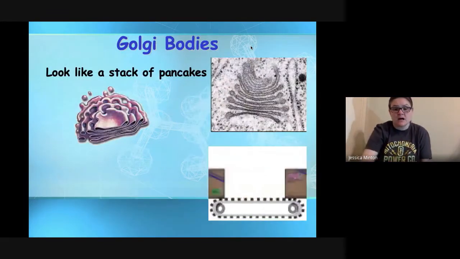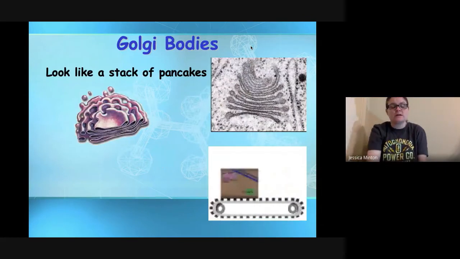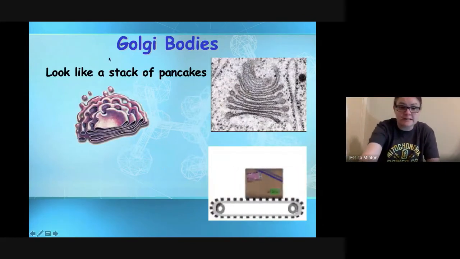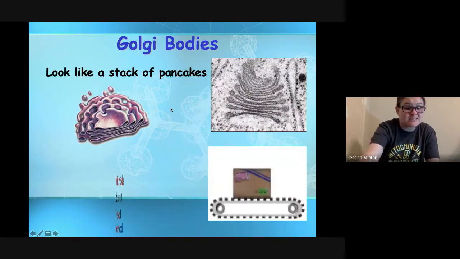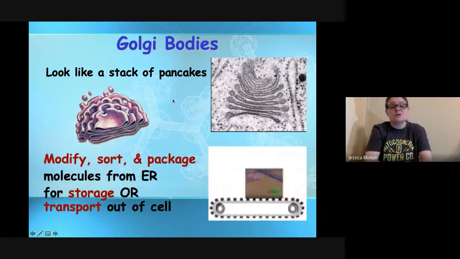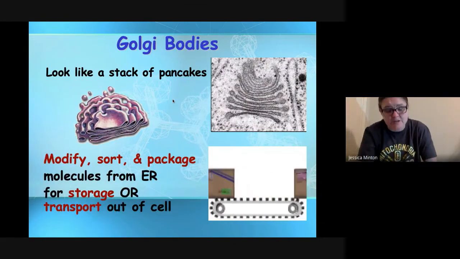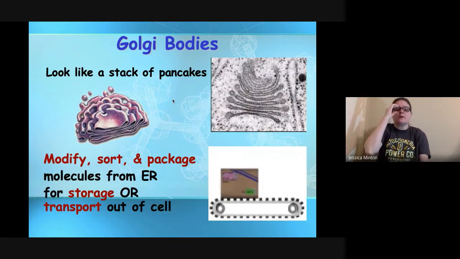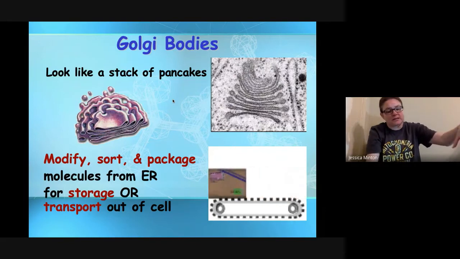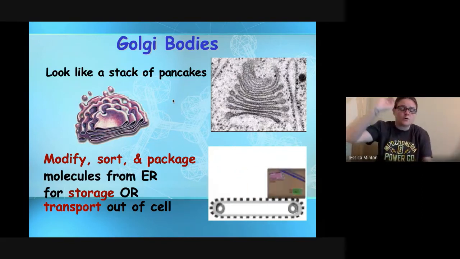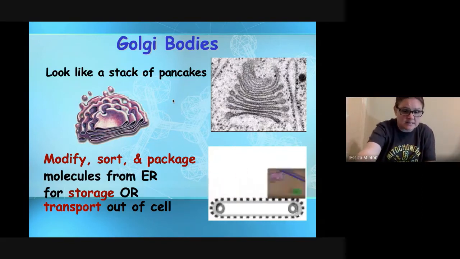Again, I just want to reiterate, to me, they do look like a stack of pancakes, whether it's this or what it looks like in the cells. So what has that stack of pancakes got to do? It modifies, stores, and packages molecules coming out from the ER, for storage purposes within the cell or to transport if it's being exported outside the cell.